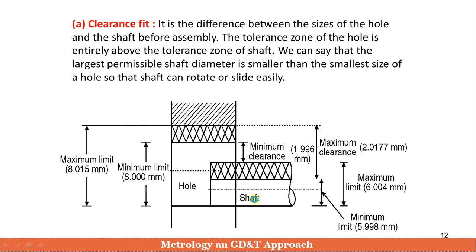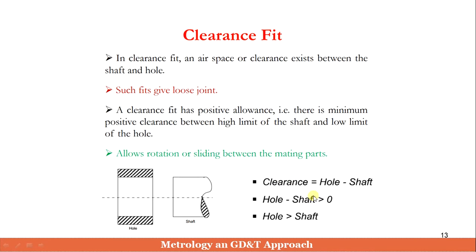In a clearance fit, we always remember that the maximum limit of the external feature, that is the shaft, is smaller than the minimum limit of the internal feature, called the hole. The difference between the two sizes we call the clearance, and it should be positive. So this is a clearance fit. Similarly, we can have some dimensions over here. Then in a different representation style, if you observe this, hole minus shaft size should be greater than 0, and then we have a clearance fit.